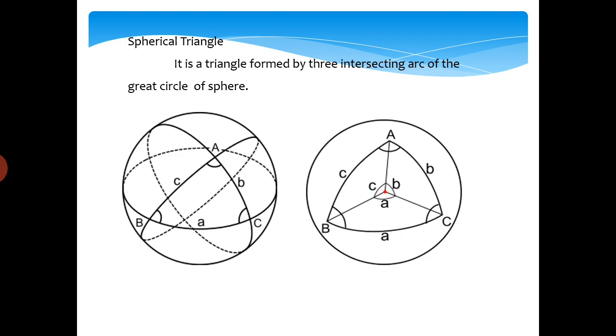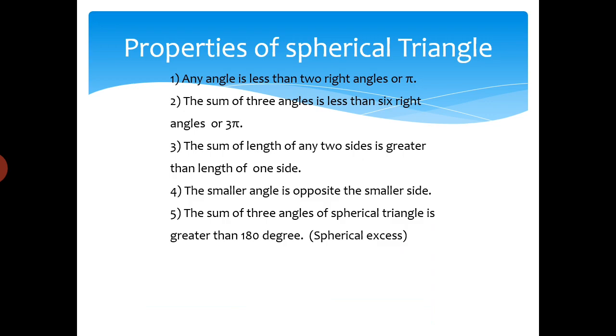So a spherical triangle is obtained by intersection of the arcs of great circles, right? In the figure, ABC is the spherical triangle which is obtained by intersection of three great circles, not small circles, three great circles, right? And these are the different properties of the spherical triangle.